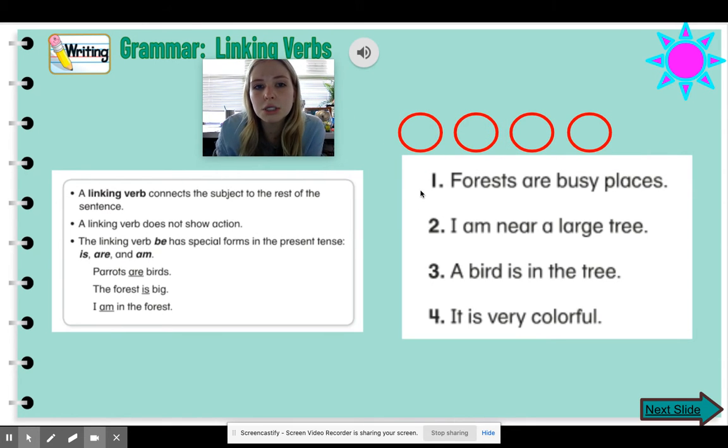So what you're going to do is drag and drop. You're going to read each sentence right here, like Forests are busy places, and you're going to circle the linking verb. So you're going to drag and drop the red circle to the linking verb, right? What connects the subject to the rest of the sentence? You're going to do that for 1, 2, 3, and 4.